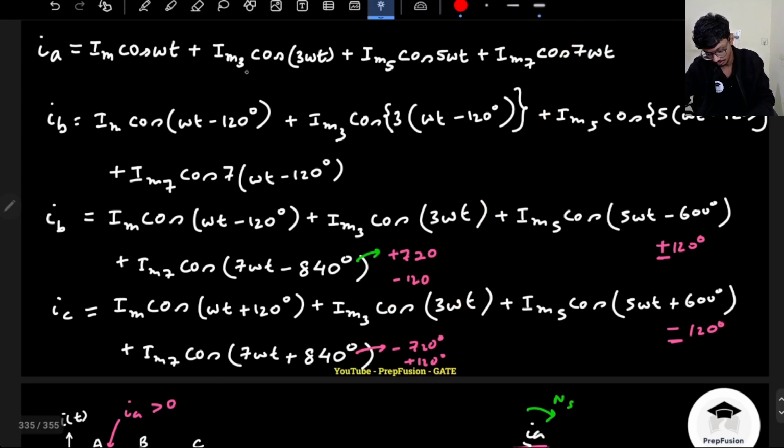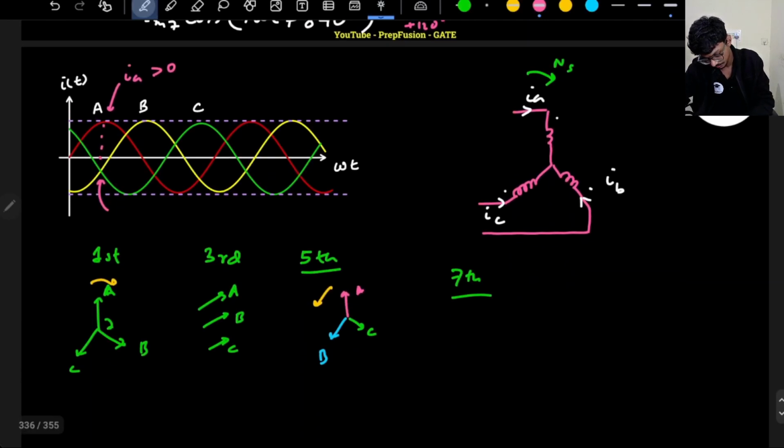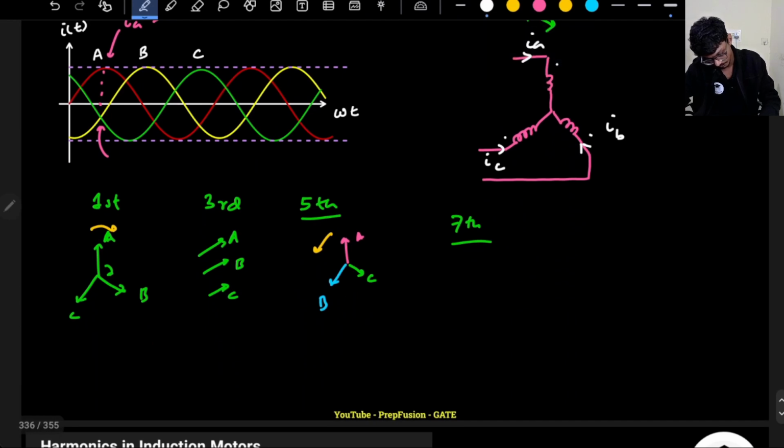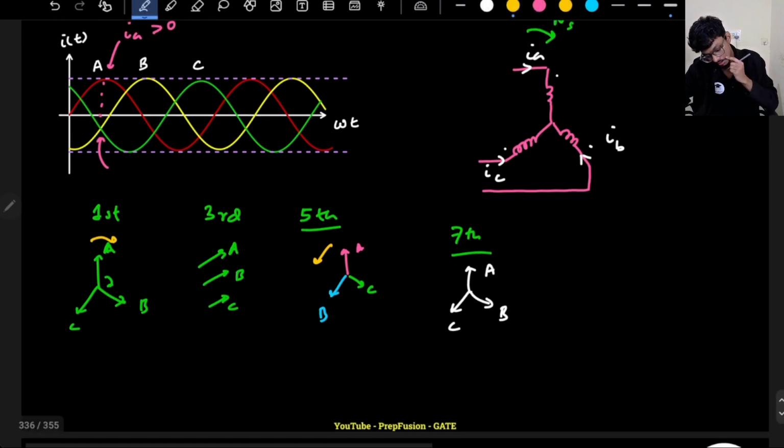So it is almost similar to clockwise rotation, because here also in the fundamental, it was 0 degree, this was minus 120, this was plus 120. So 0 degree, minus 120, plus 120, okay? ABC. So it is also generating a magnetic field that is rotating in the clockwise direction, okay, with speed basically ns. What will be the speed here?